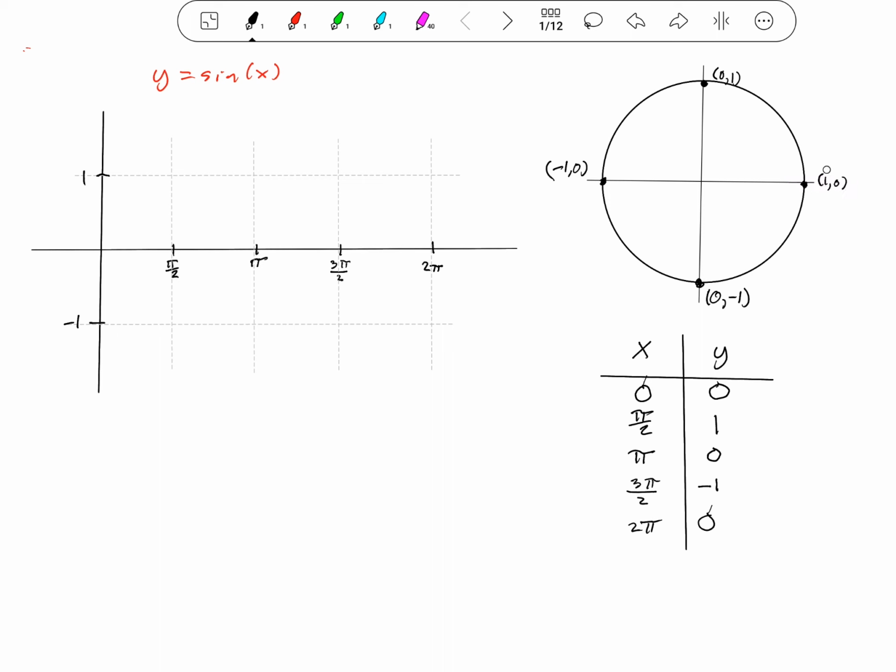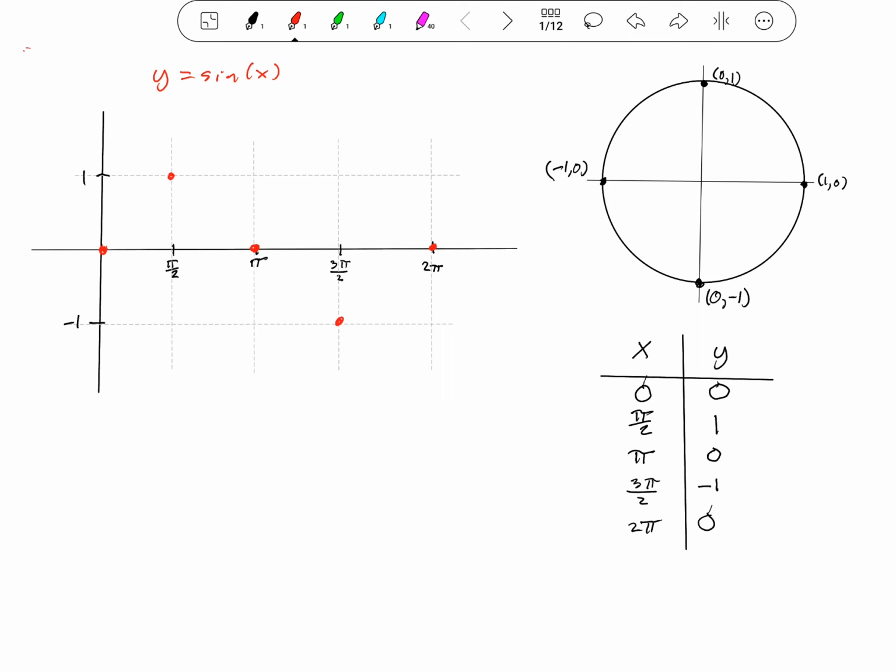And now we've gone all the way around the circle, and so we have one full period of the sine function. We can graph what this sine function looks like. So now we just start by plotting the points: 0, 0, pi over 2, comma 1, pi, comma 0, 3 pi over 2, comma -1, and 2 pi, comma 0.